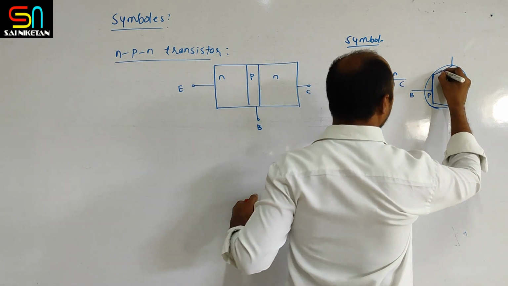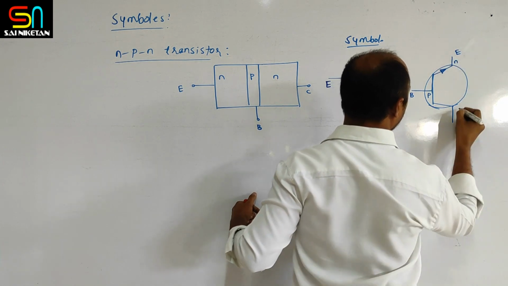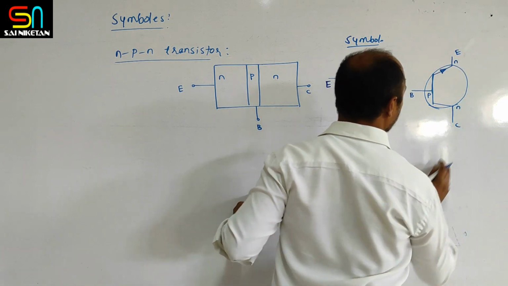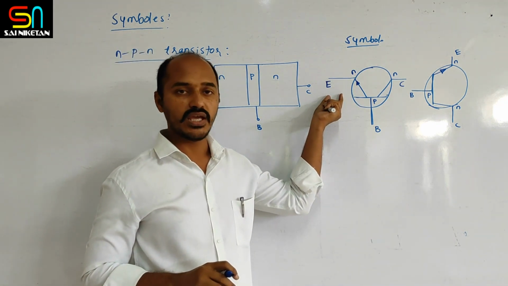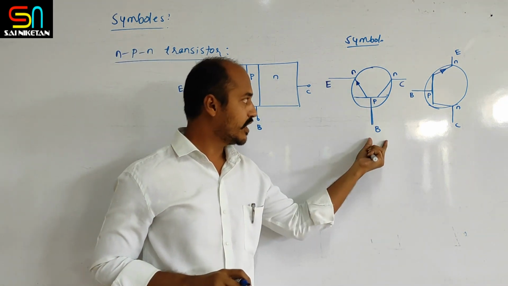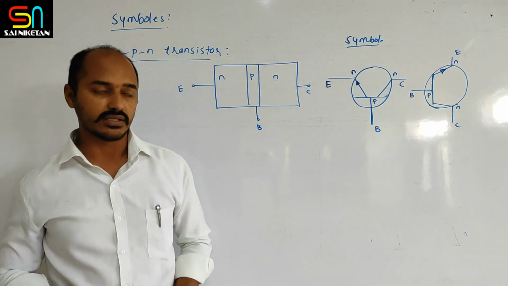Similarly here, this is the emitter, N region, and this is the collector, N region. So where you are drawing the arrow mark, that becomes the emitter, and this is the base region. Without the arrow mark, you can see that is the collector.